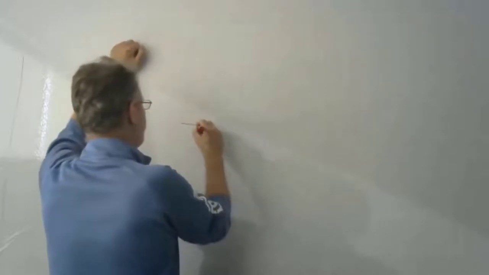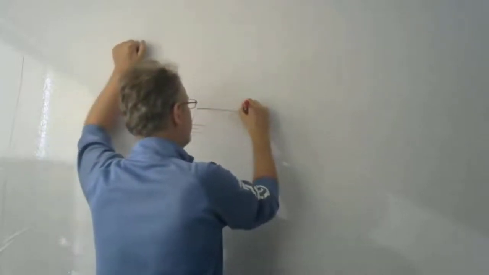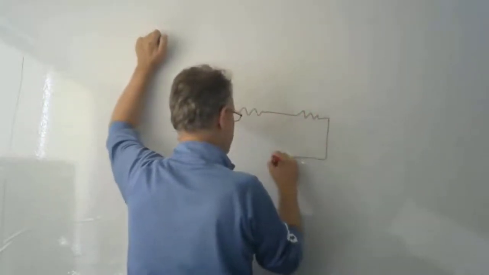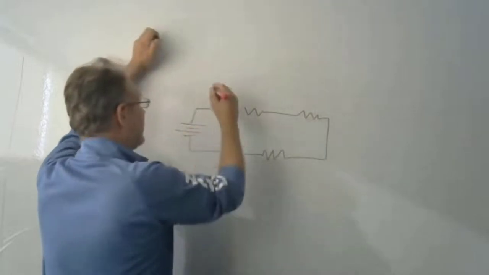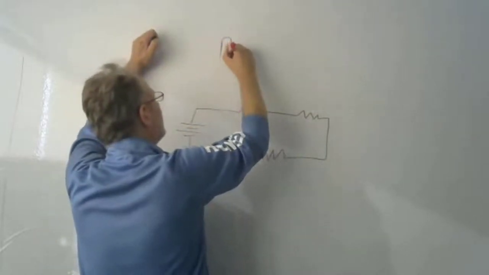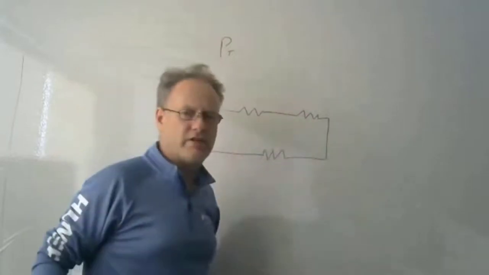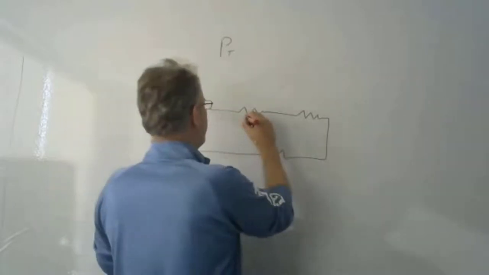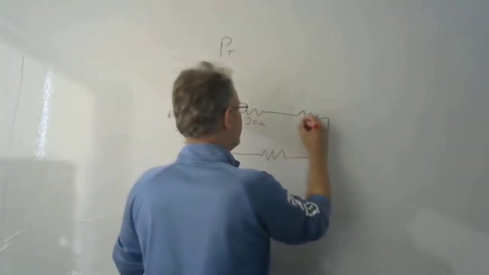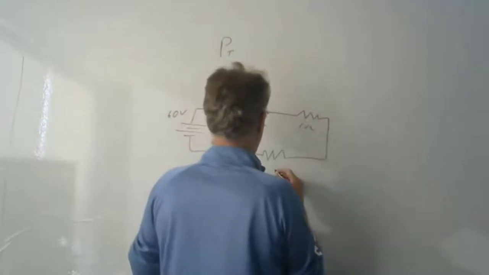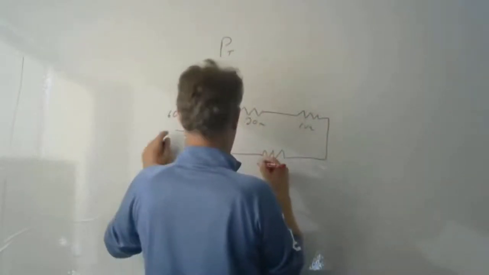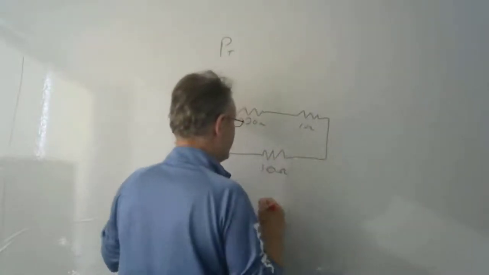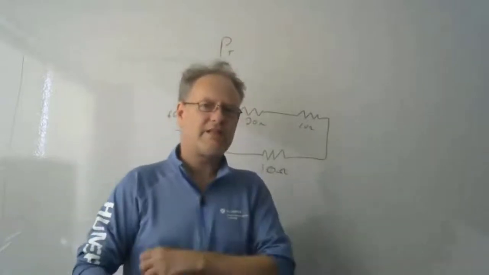This is really cool. I'm going to unpack a circuit, and we're going to calculate total power. But I also want to walk through some of these. So I'm going to say this is 60 volts. This is 20 ohms. This is 10 ohms. And this guy is 30 ohms. Okay, good. So now let's actually unpack this.